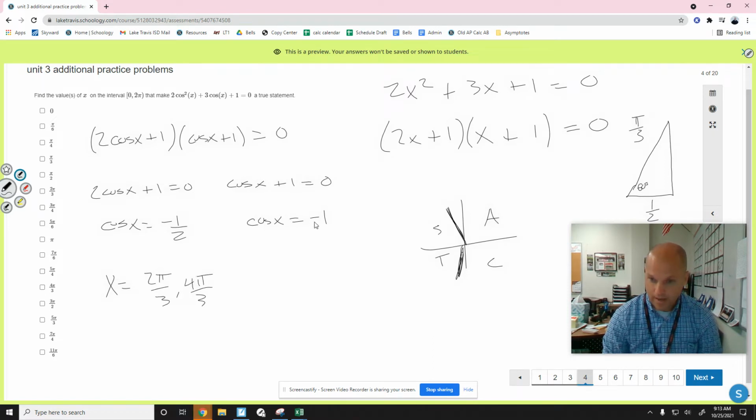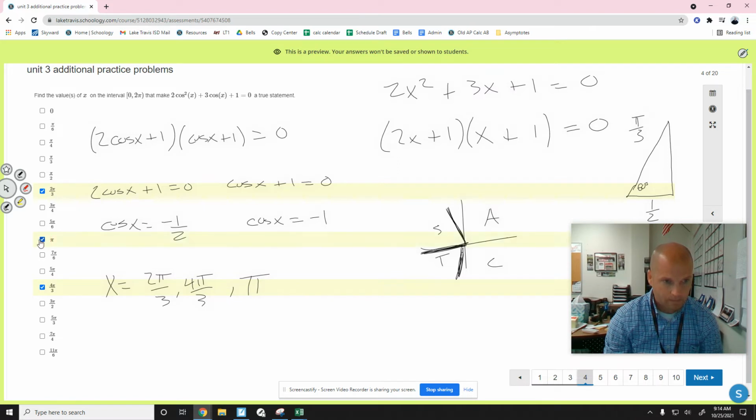When is cosine negative 1? Well, that's when we just go straight to the left, and my adjacent side, my horizontal side, is negative 1. So that's going to be pi. So I have those three solutions that I need to list: 2 pi over 3, 4 pi over 3, pi. Okay.